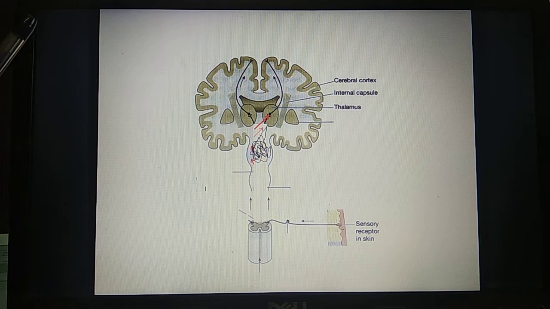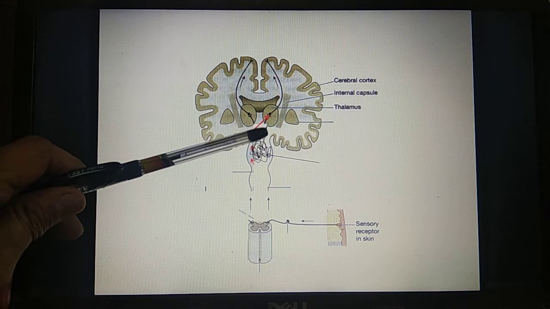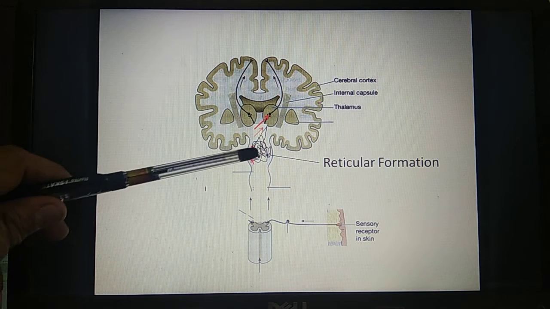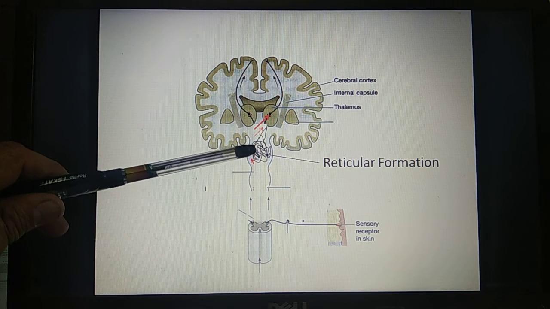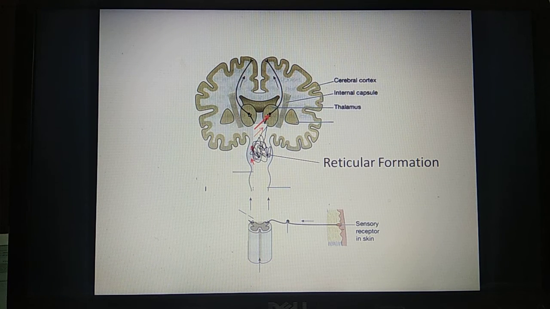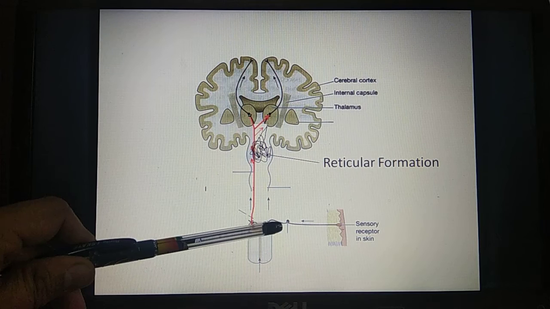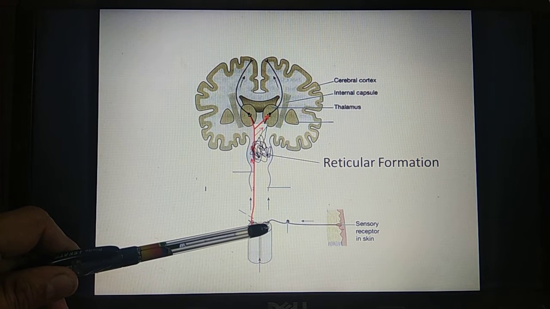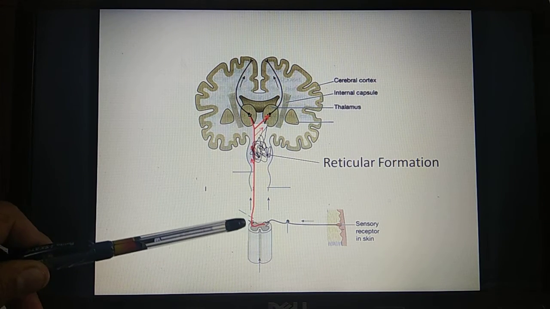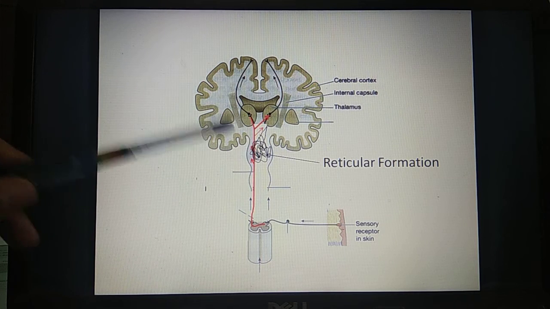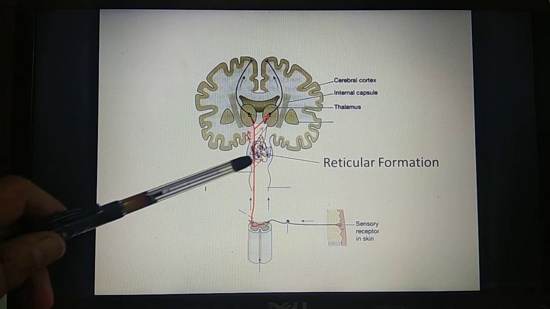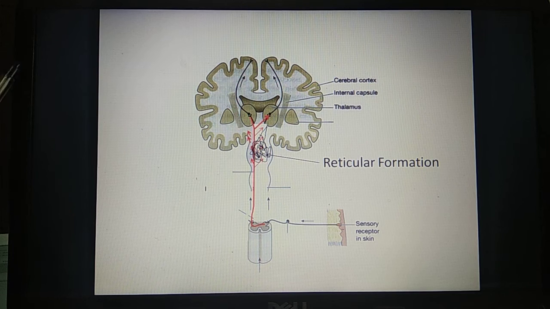Now, this is the area of the brainstem where you can see a meshwork is available. A bunch of neurons are scattered like a meshwork. It is called the reticular formation. Now this is our spinothalamic tract, sensory nerve. This is the second order neuron, that is sensory neuron. From here it is going to the thalamus. While going up, it is giving some branches to this reticular formation.